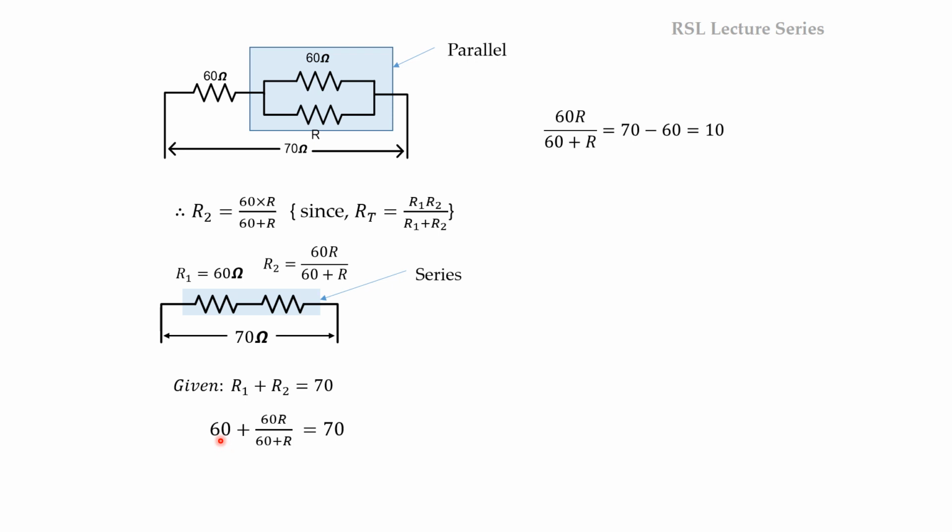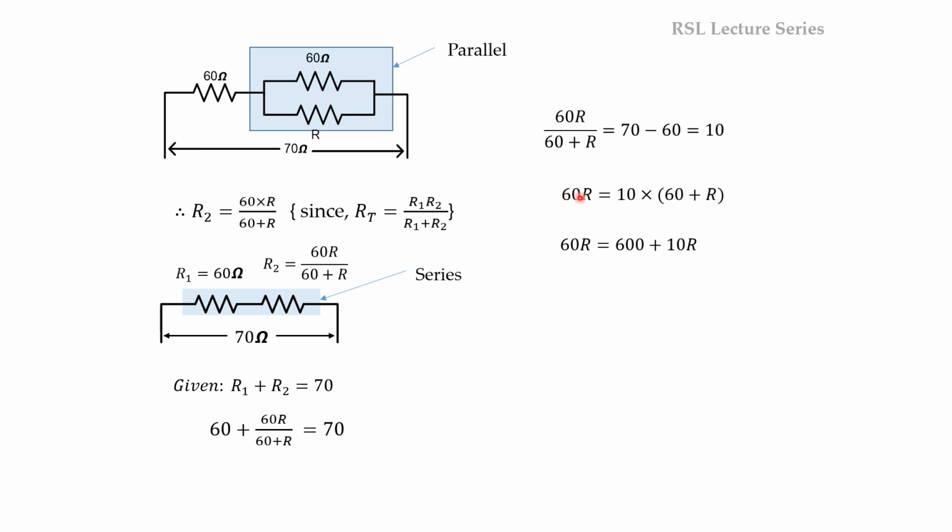So now we can take this 60 towards the right hand side. So this plus 60 will become minus 60. On the left hand side we have 60R divided by 60 plus R. On the right hand side 70 minus 60 is equal to 10. So now we can cross multiply these 60 plus R with 10. So here we have 60R is equal to 10 into 60 plus R. So now if we multiply inside, 10 into 60 is 600, 10 into R is 10R.